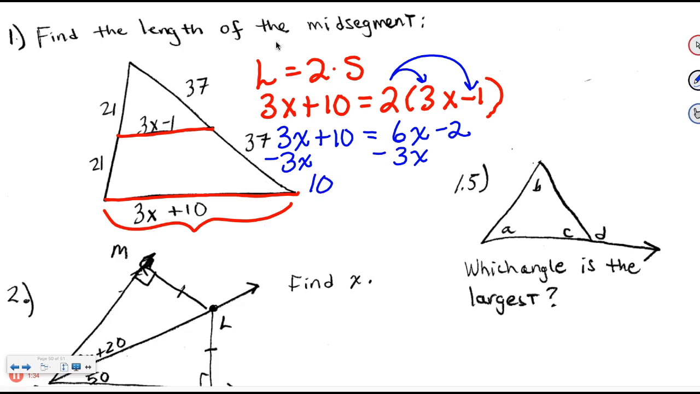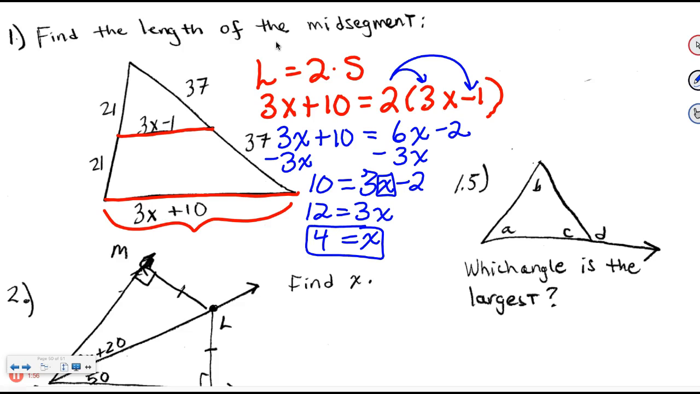And I get 10 is equal to 3x minus 2. And again, I'm trying to solve it for x. So I'll add 2 to both sides, getting 12 equal to 3x. Then I'll divide both sides by 3, getting x is 4. Be very careful that you don't think you're done.